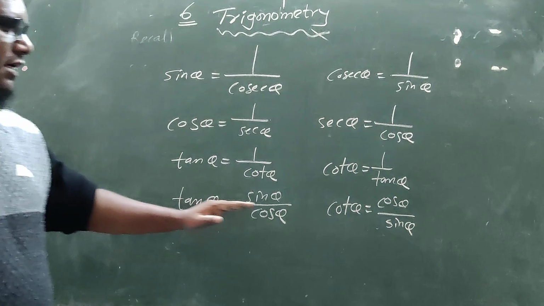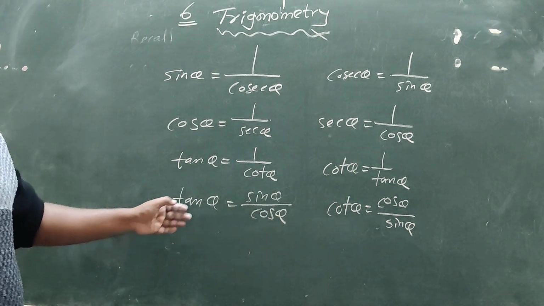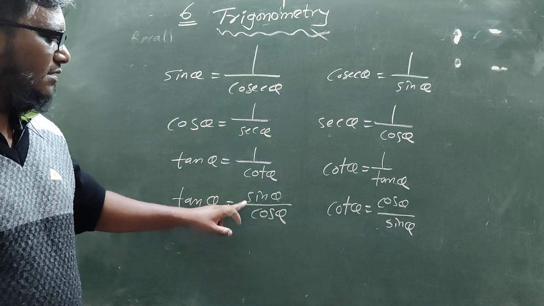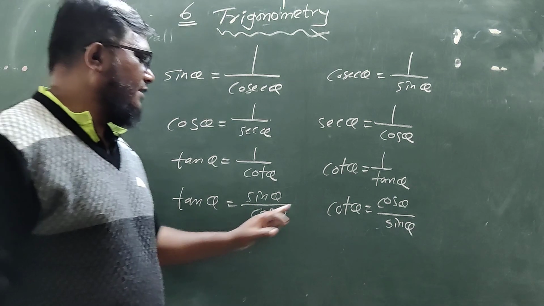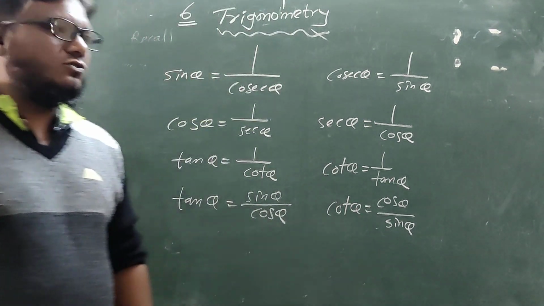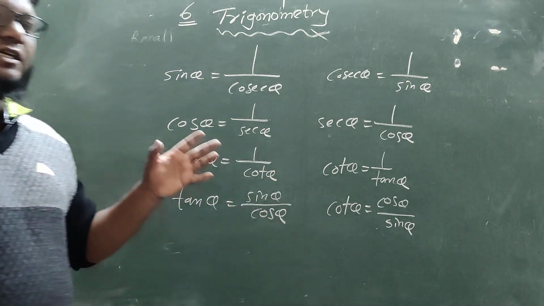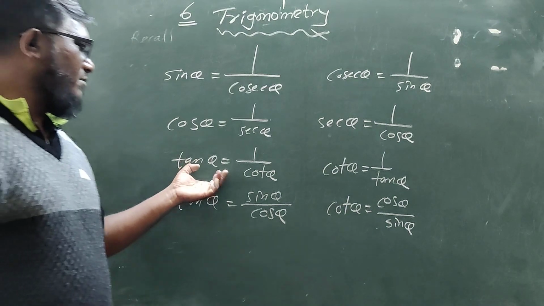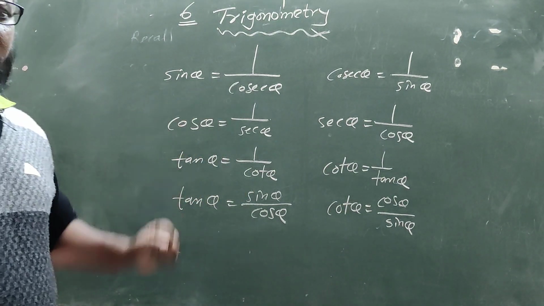Tan theta and cot theta have two formulas here. For finding tan theta, if we take the ratio sin theta upon cos theta, that is also right. Cot theta is also cos theta upon sin theta. So remember these formulas, try to learn them and keep them in your mind, because these formulas are going to help you while solving the examples.